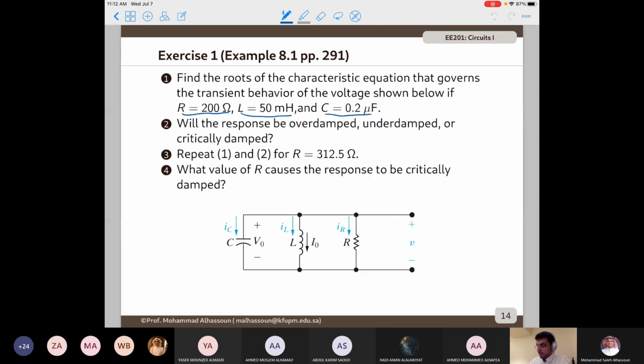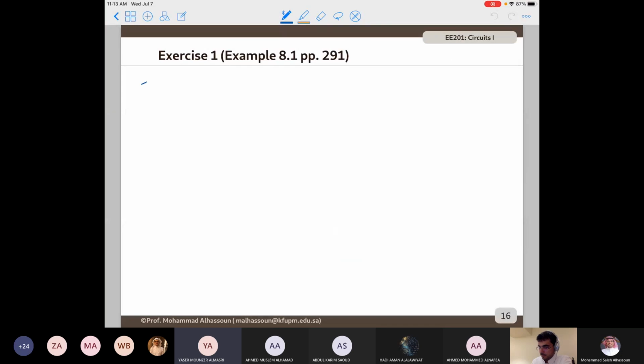Okay, the last part is asking us what value of R causes the response to be critically damped. So in order to solve this problem, what's the best way to approach it? Since critically damped, we should have an equation where alpha squared equals omega naught squared. So we can substitute 1 over 2RC, squared, and equate it to 1 over LC. Exactly.